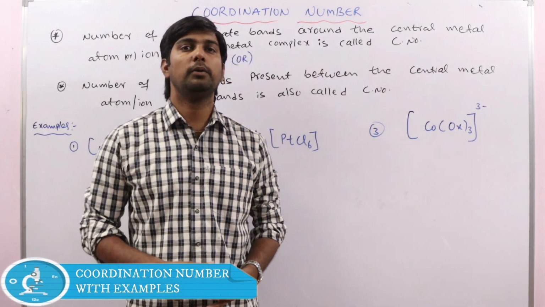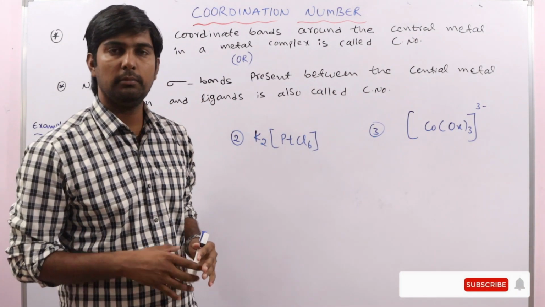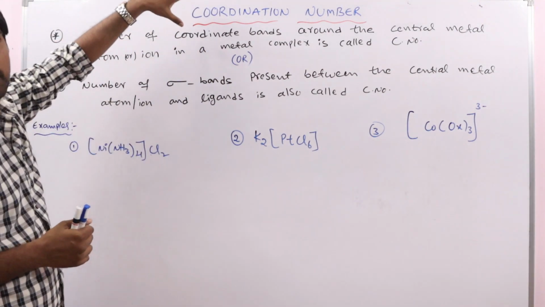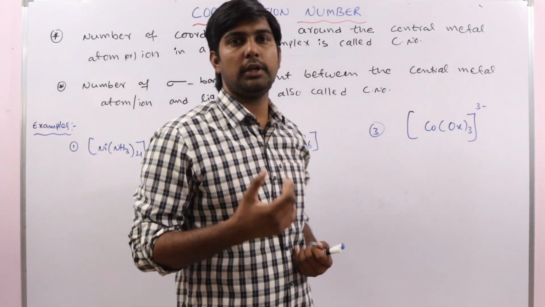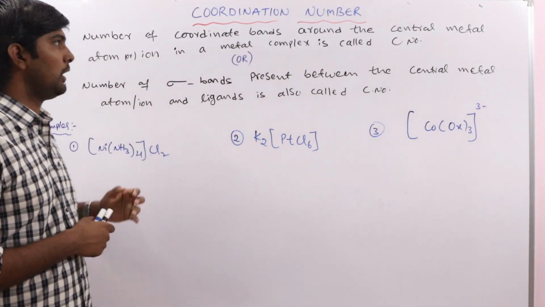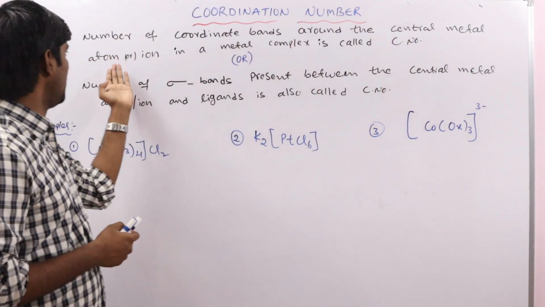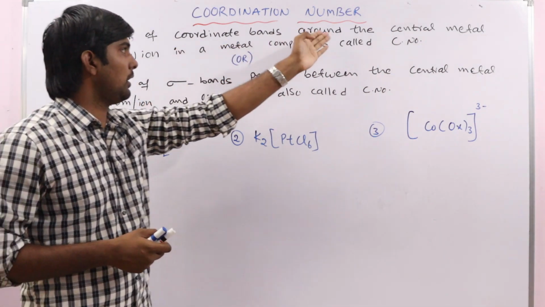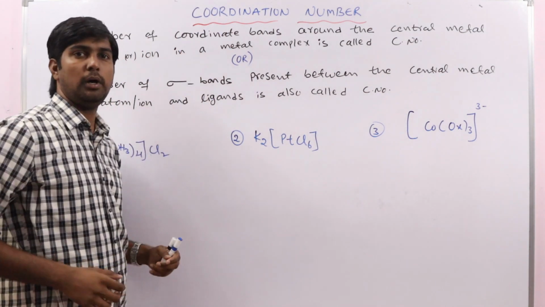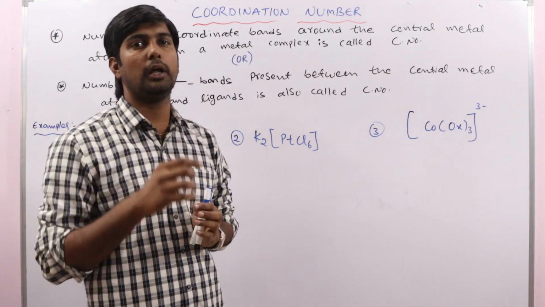Viewers, in this lecture we are going to discuss coordination number and how to calculate coordination number for the different types of complexes. So what is coordination number? Already we discussed what is coordination number in the introduction of coordination chemistry. So once again we discuss that. The number of coordinate bonds around the central metal atom or ion in a metal complex is called its coordination number. So coordination number gives information about how many coordinate bonds are present around the metal atom.